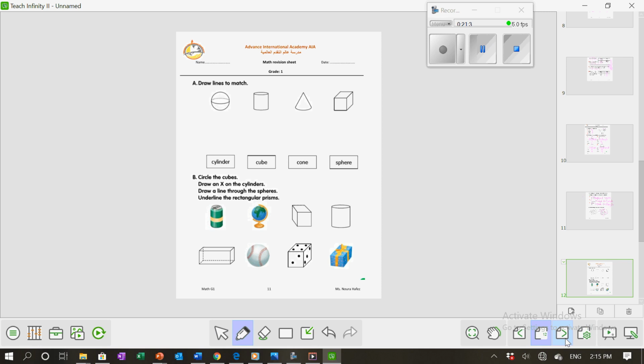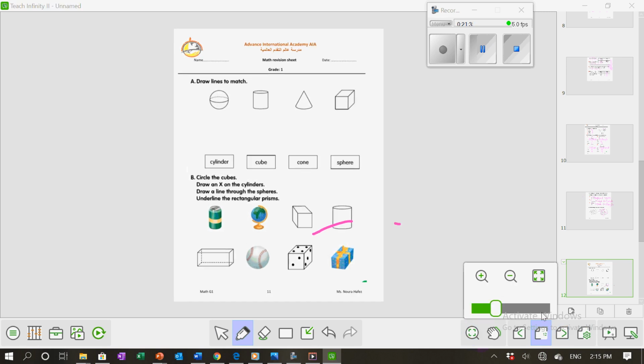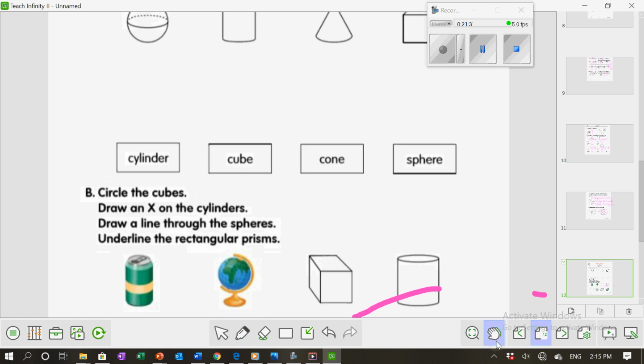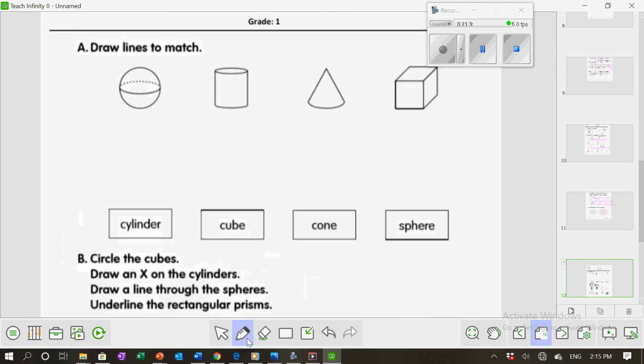Okay, here we have the 3D shapes. Let's remember together. Okay. What do you call this shape? This looks like a ball. Perfect. It's a sphere. What do you call this shape?